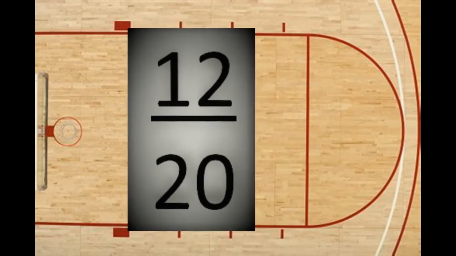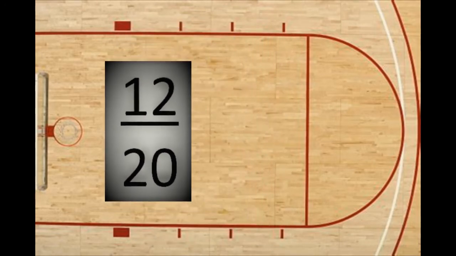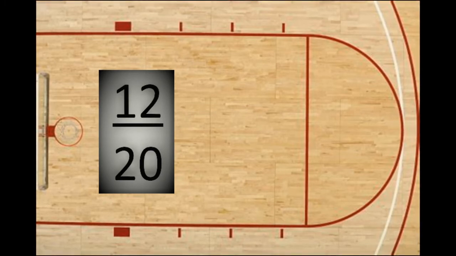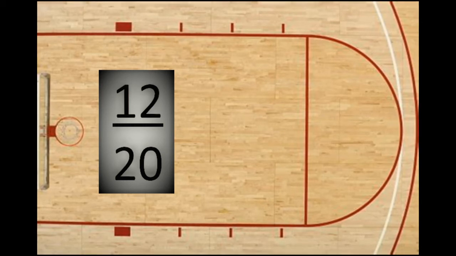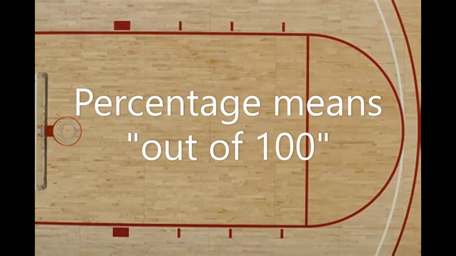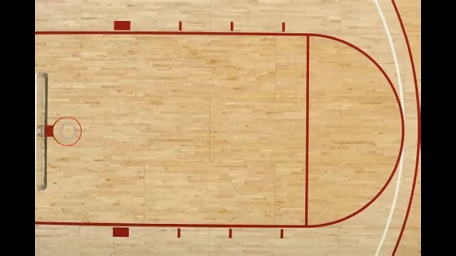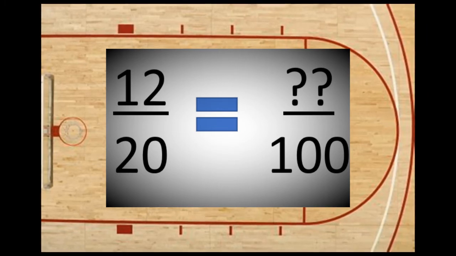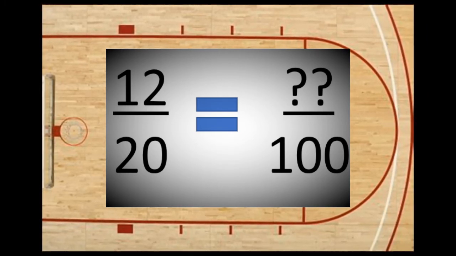Joe made 12 out of 20 free throws. We write that as a fraction, 12 over 20, or 12/20ths. Then we want to find a percentage, which means out of 100. So we need to create an equivalent fraction with 100 as the denominator, or bottom number.